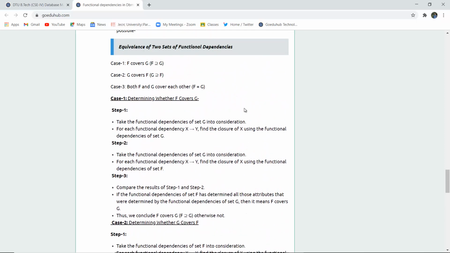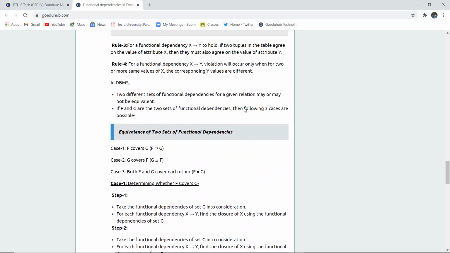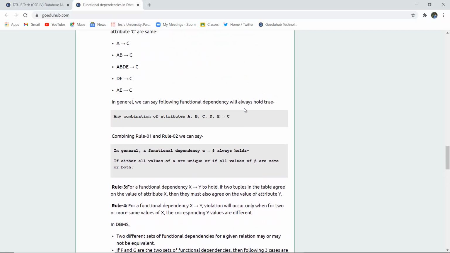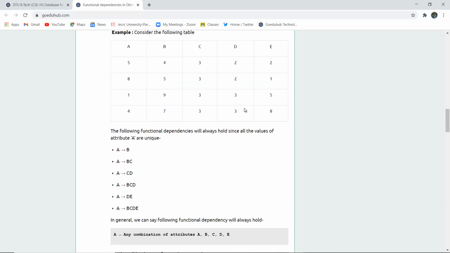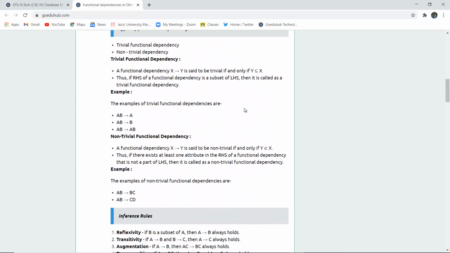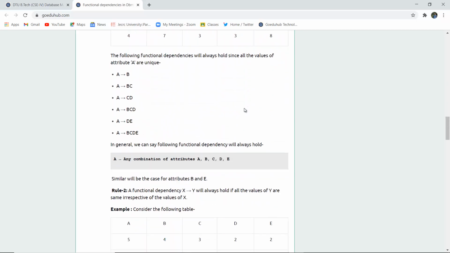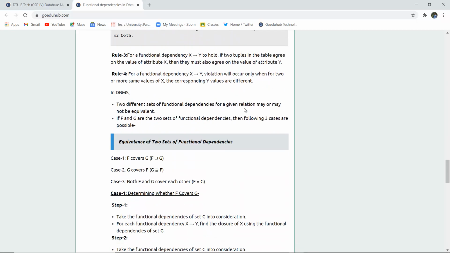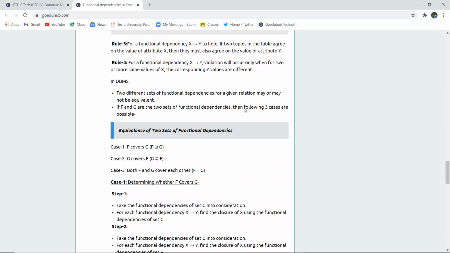So this is how we can calculate the equivalent set of any two functional dependencies. In this video, we have studied what functional dependencies are, what the inference rules are, what the two types of functional dependencies are, that is trivial and non-trivial, and then how we can check whether equivalence holds between two sets of functional dependencies or not, and their respective cases. For the next videos on functional dependency and the examples, we will look into other videos.